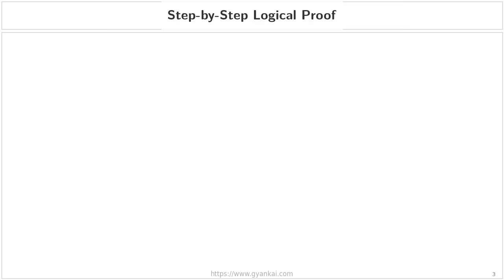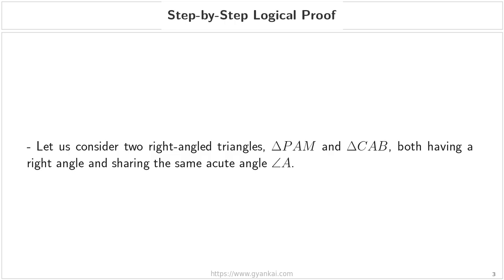Step-by-step logical proof. Now that we understand the concept of similarity from the previous slide, let's put it into practice with a formal logical proof. To start, let's visualize two different right-angled triangles. We will call the first one triangle PAM and the second one triangle CAB. For our proof to work, we need both of these triangles to have a right angle, and they must both share the exact same acute angle, which we will call angle A.